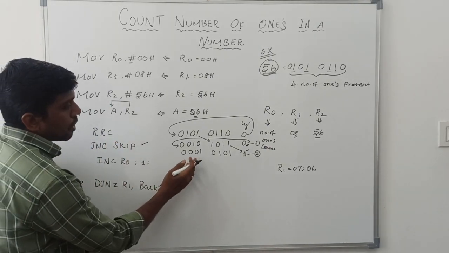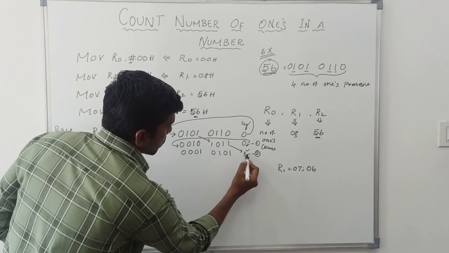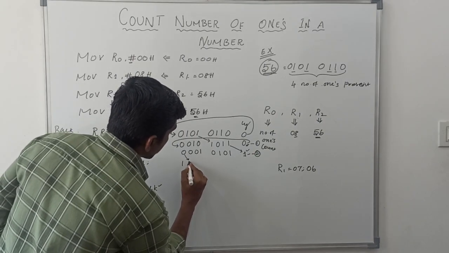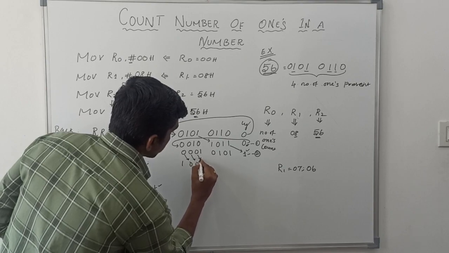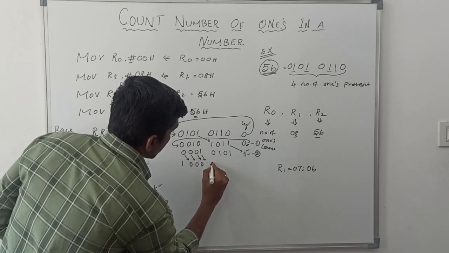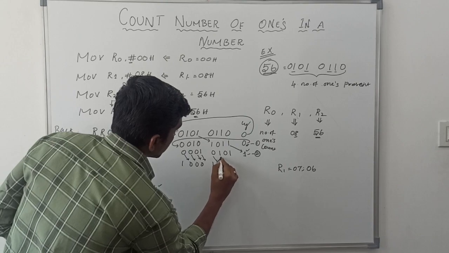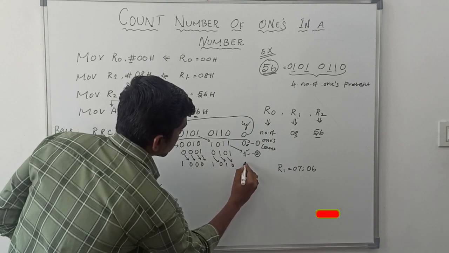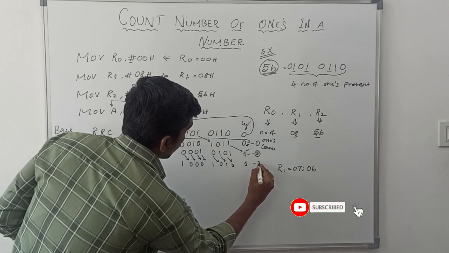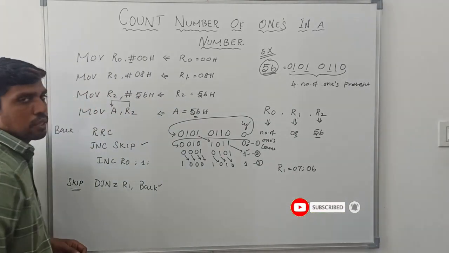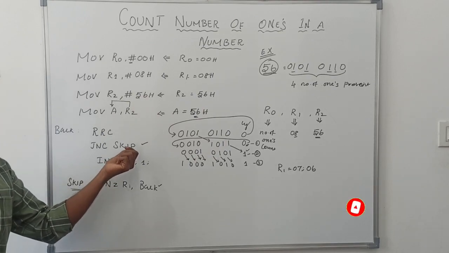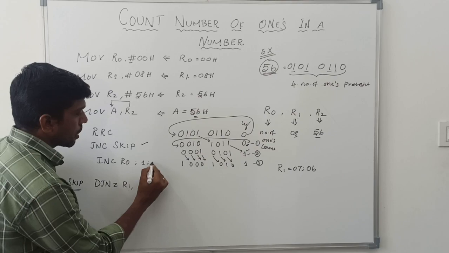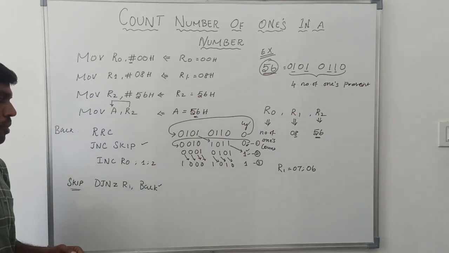So once again rotate the content through carry. So this 0 goes to here, 0 0 1 0 1 0, and this one goes to carry. After the third rotation, the carry value is 1. The condition is false. It executes the next instruction. Increment R0. Now the R0 value is 2.